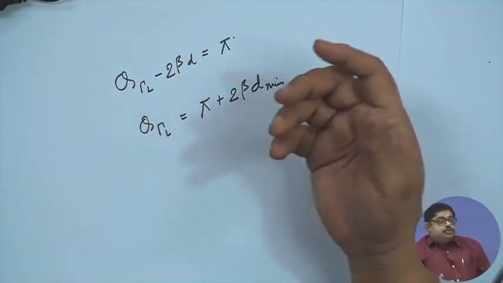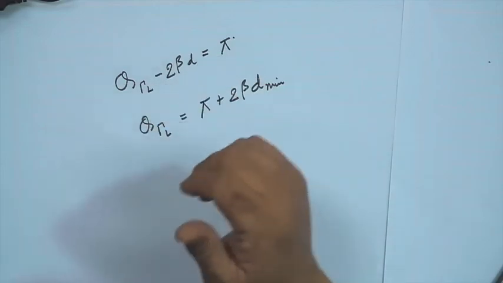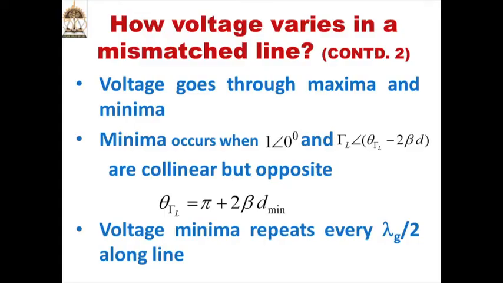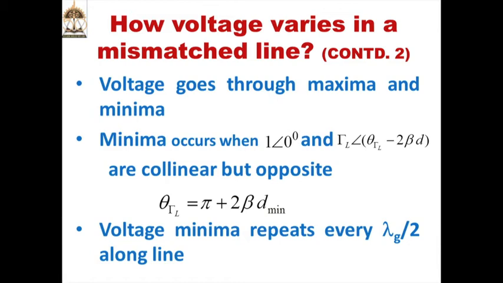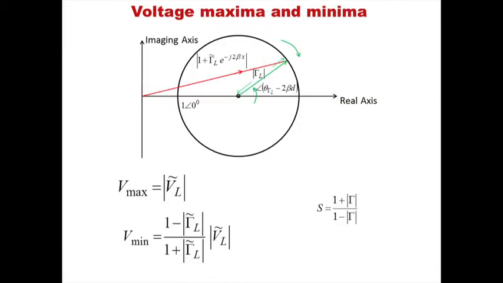So, voltage goes through maxima and minima. We have seen that the whole game is about the phasor covering a full rotation. Phasor rotating fully means actually a movement of lambda g by 2, where lambda g is the guide wavelength along the line. So, voltage minima repeats every lambda g by 2 along the line.